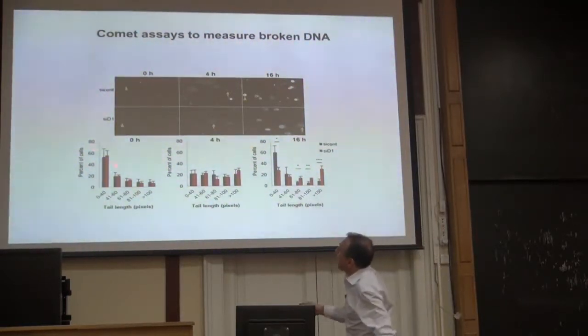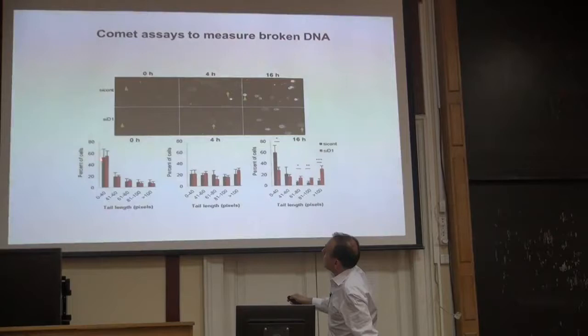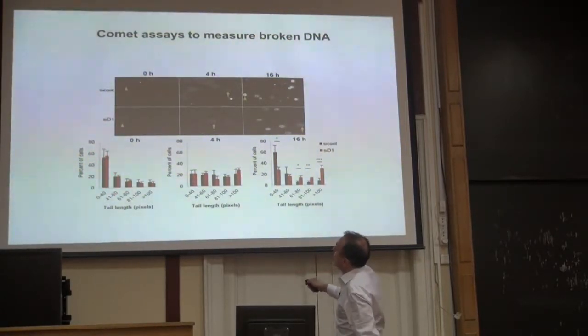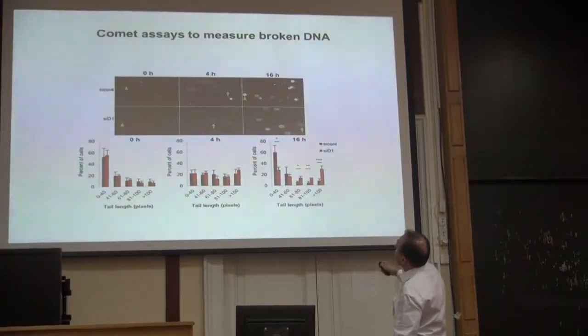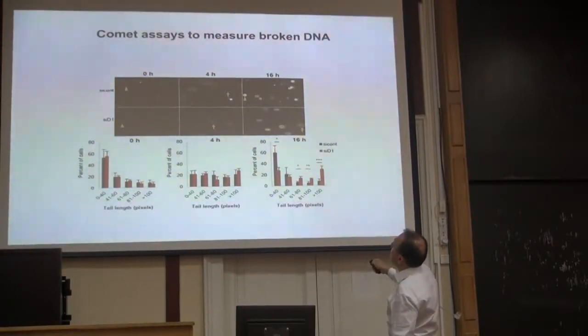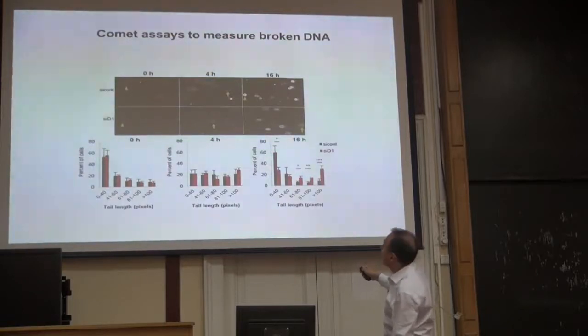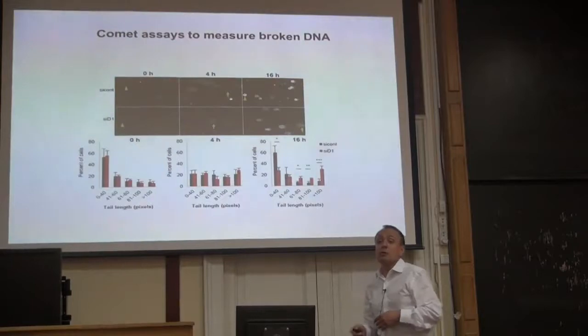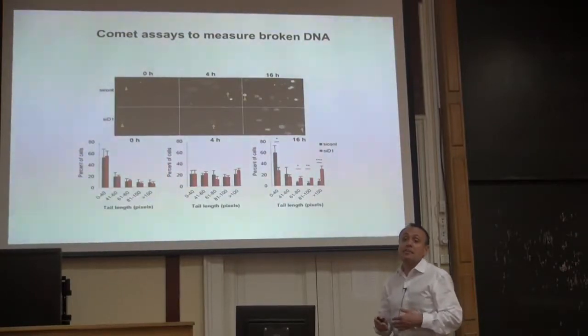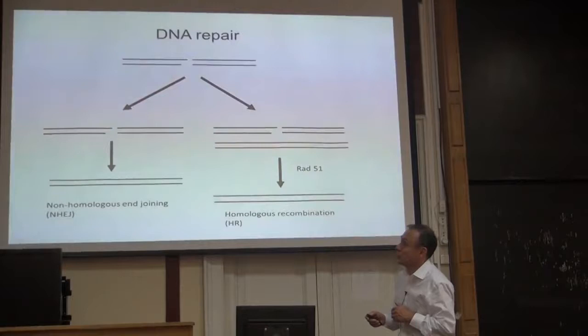So now we are looking at the tail length. And black are control, and red is cyclin D1 knockout. At time 0, there is very little tail. At 4 hours, the tail becomes longer, because we damage DNA, but after 16 hours, in black in control cells, the tail became normal, meaning the DNA became repaired, but in red in cyclin D1 knockout, the tail is still big. So there's a persistence of damaged DNA. So if we knock down cyclin D1, then it takes longer time to repair DNA.